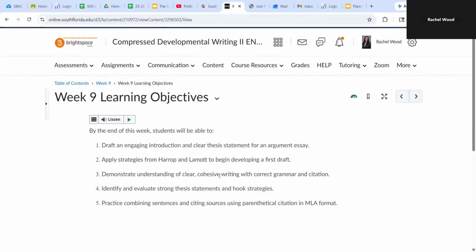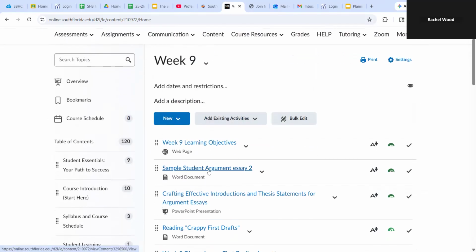To demonstrate understanding of clear, cohesive writing with correct grammar and citation, and to evaluate strong thesis statements and hook strategies. And then your last one will be to practice combining sentences and citing sources using parenthetical citation and MLA format. I have a sample student argument essay 2 here, and we'll get back to that in just a few minutes. I'm going to go over the PowerPoint that I have with you.